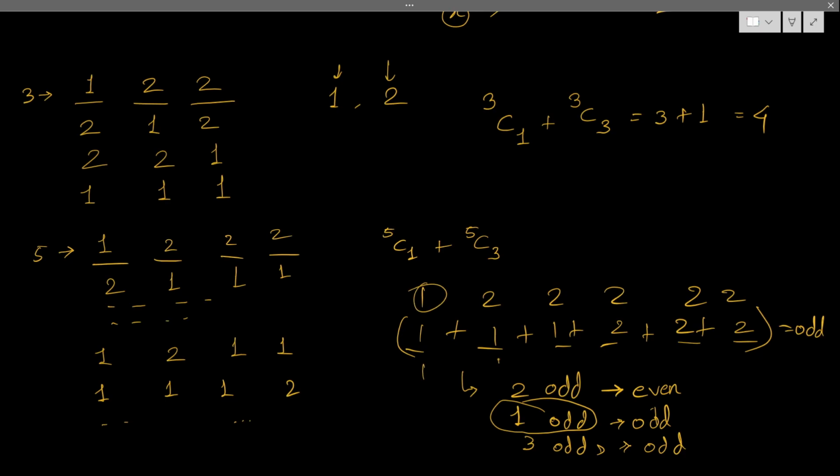So let's say 3, 4, 5. Now it is 2, and the number of odd numbers is 1. I cannot put this one as a 1 because then it will become an even number. That is the thing. The number of odd numbers should be odd.